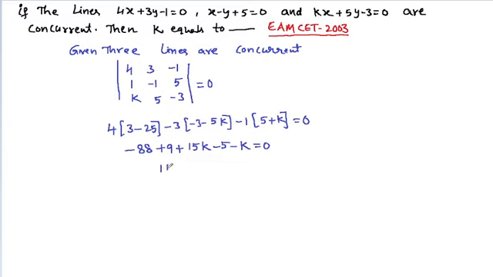15k minus k, that is 14k, 9 minus 5, 4, minus 88 plus 4, that is minus 84 is equal to 0. That is 14k is equal to 84. Therefore, k is equal to 6. The value of k is 6.